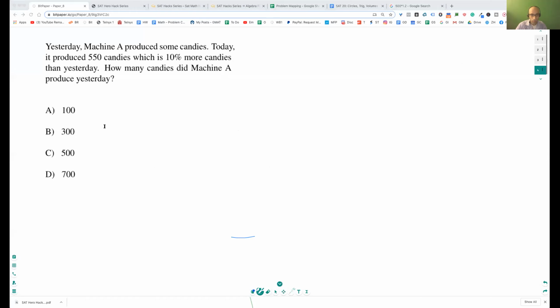So now, guys, what you got to do here. Remember, you are given today, it's produced 550 candies. And yesterday it produced some candies. I know this is confusing, because remember, this is what you got to do here. This one is the old value, and this is the new value.